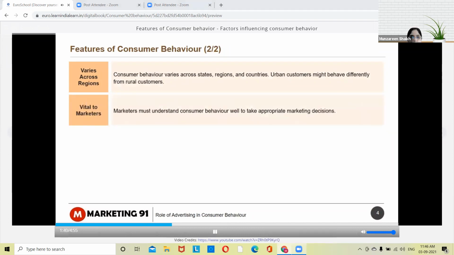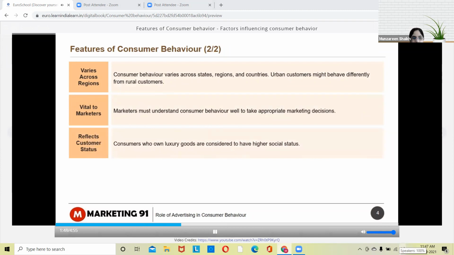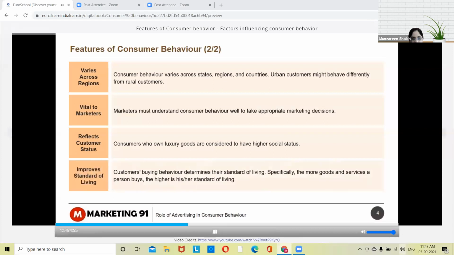It is vital to marketers. Marketers must understand consumer behavior well to take appropriate marketing decisions. It reflects customer status. Consumers who own luxury goods are considered to have higher social status. And lastly, consumers' buying behavior determines their standard of living. The more goods and services a customer buys, the higher is his or her standard of living.